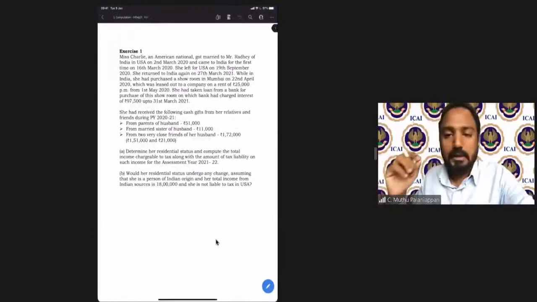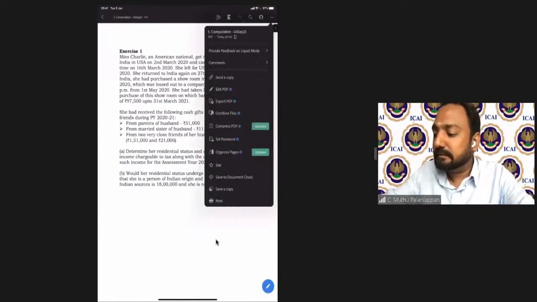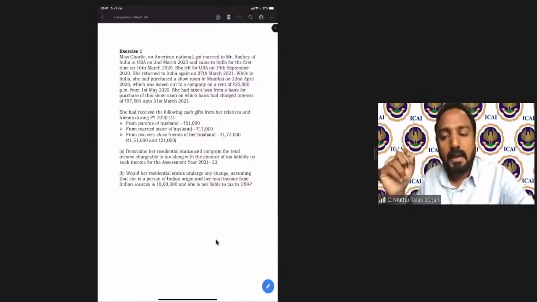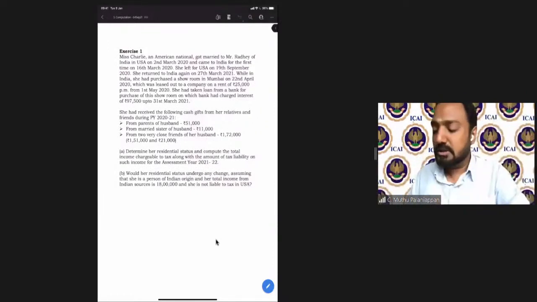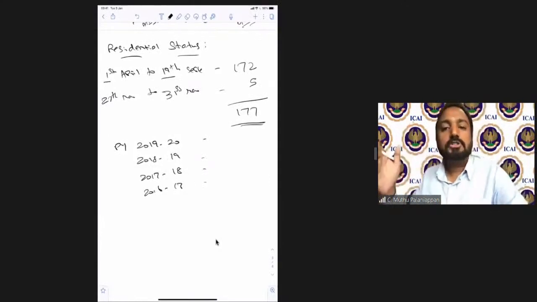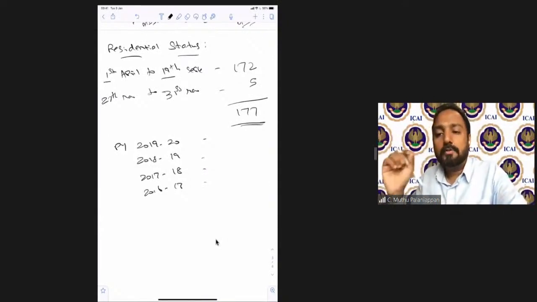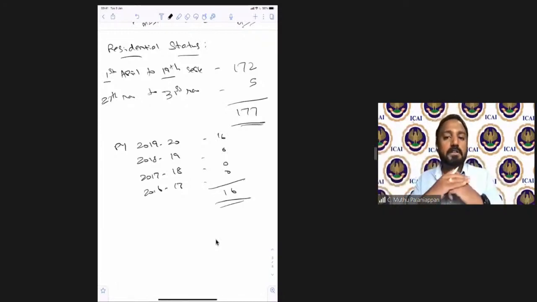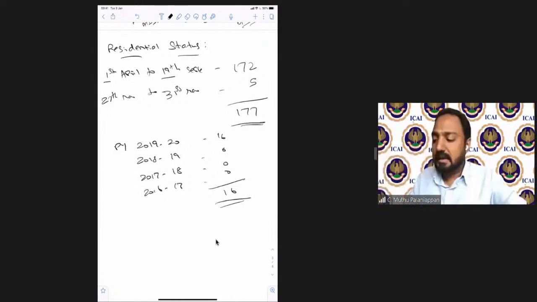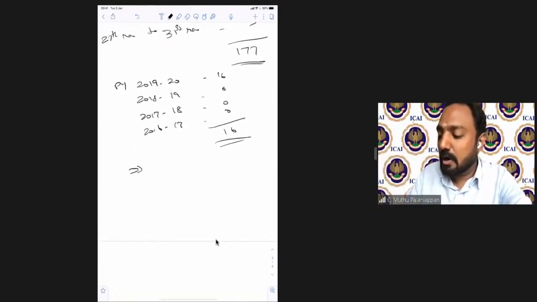Here is where we need to give importance to the words first time in India. This first time in India means that she is coming here for the first time, so we'll only consider 16th March. She is coming here on 16th March. So 16th March to 31st March is the period of stay in India, which is nothing but 16 days. So this is 16, this is 0, 0, 0. Your total in the four immediately preceding previous years is 16 days. So she has not satisfied the second basic condition also. Once she has not satisfied the second basic condition, the status becomes non-resident.